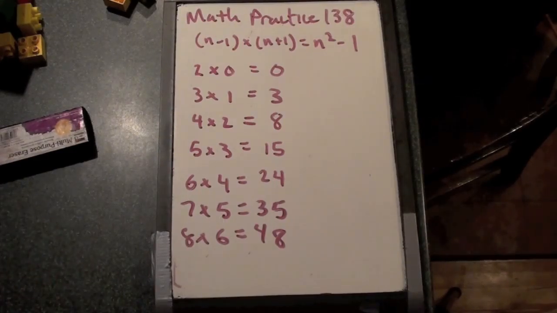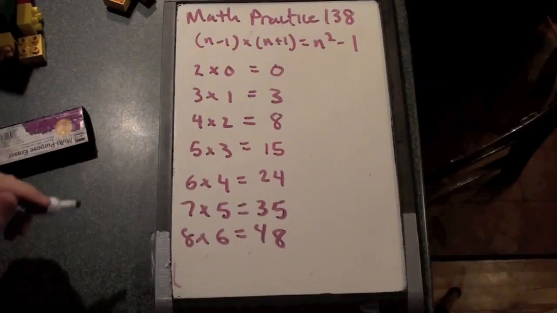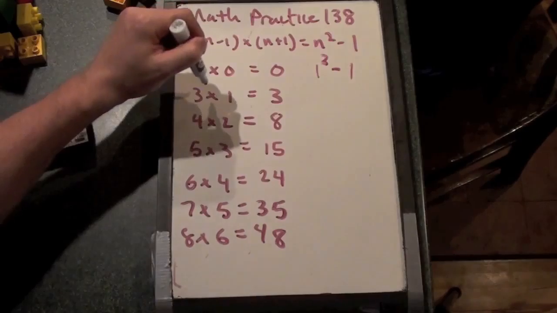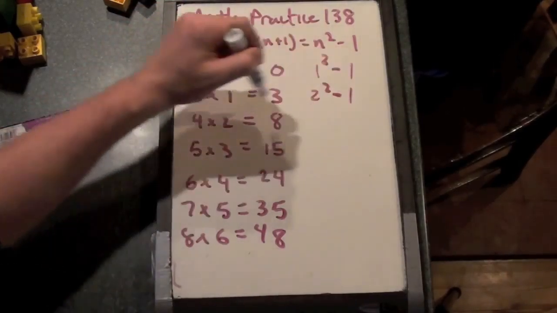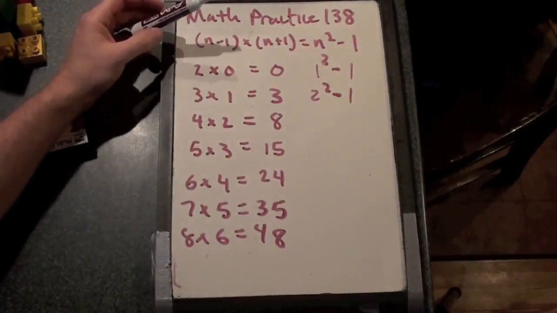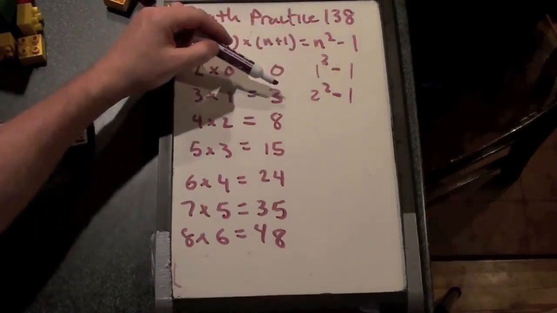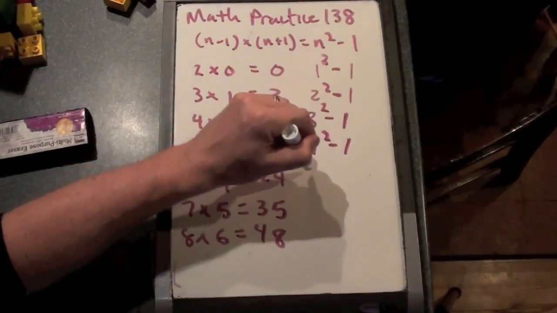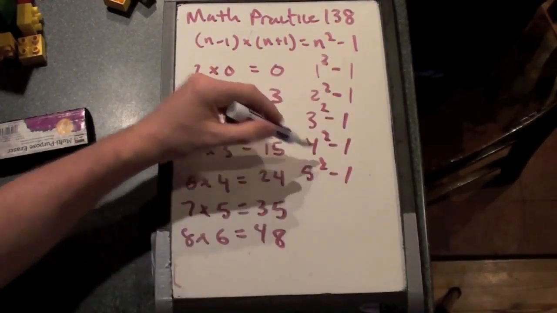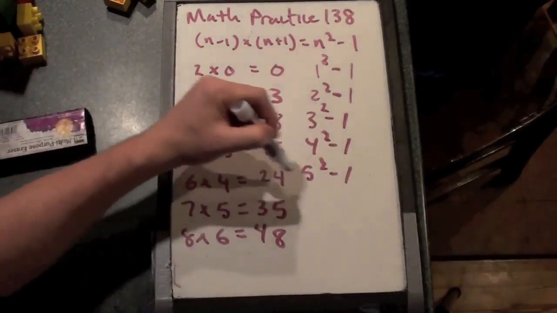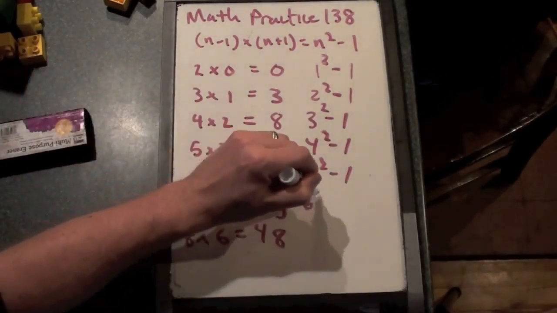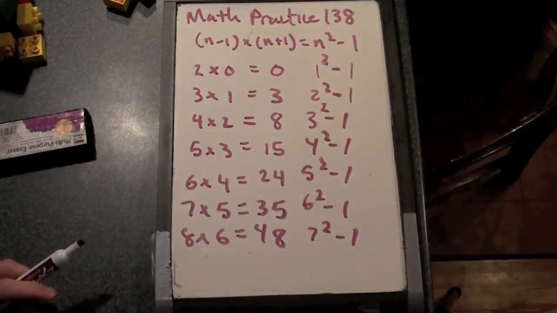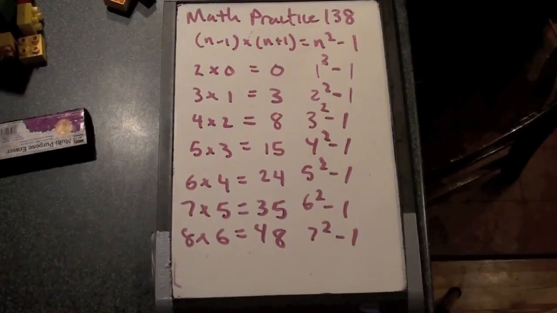What is it? Well, they're all one away from a perfect square. This is 1 squared minus 1. This is 2 squared minus 1, because 2 squared is just 4, and 4 minus 1 is 3. This is 3 squared minus 1. This is 4 squared minus 1. 5 squared minus 1, because 5 squared is 25, and 25 minus 1 is 24. 6 squared minus 1, and 7 squared minus 1. What's 7 squared? 49. 49 minus 1 is 48.